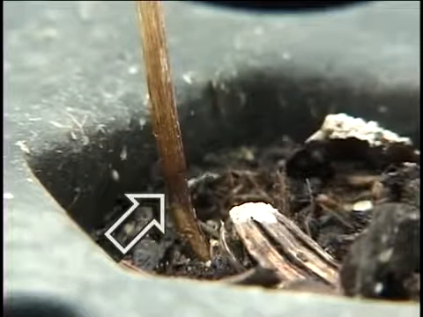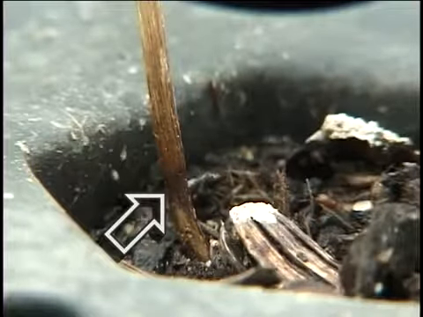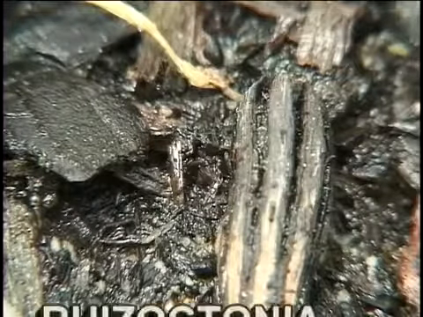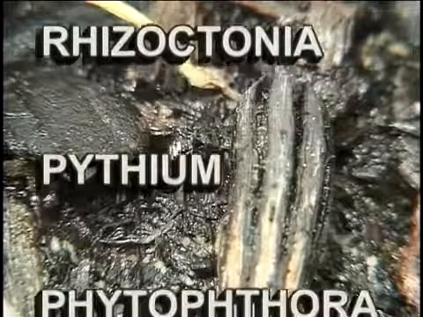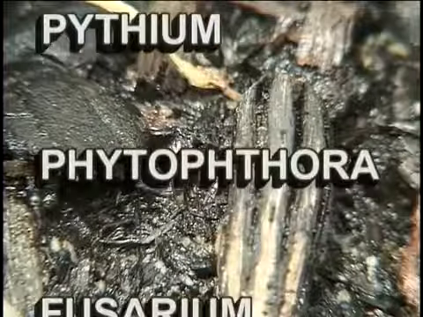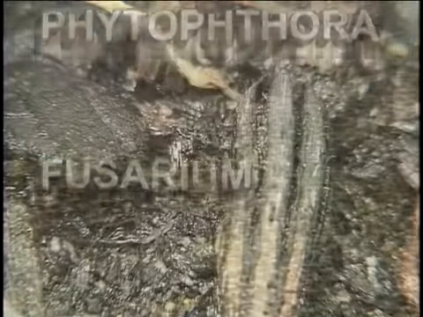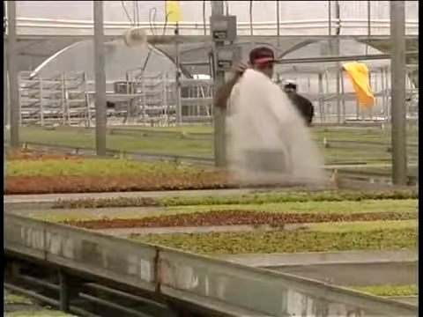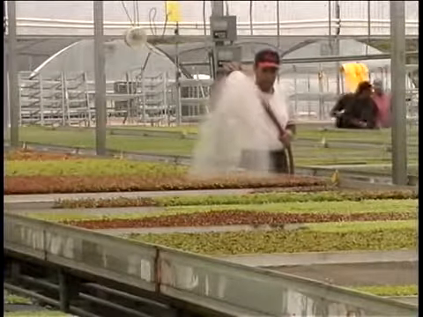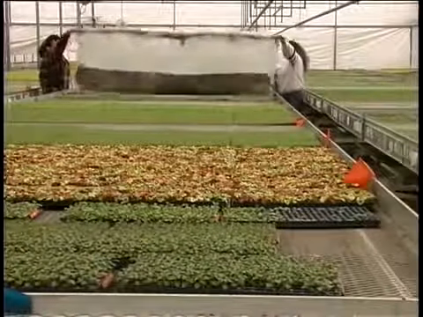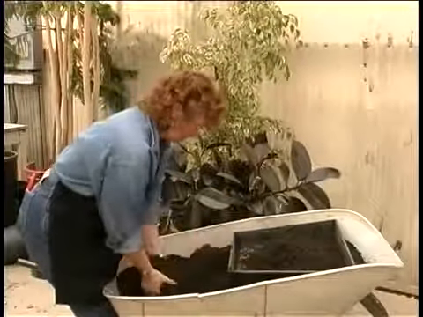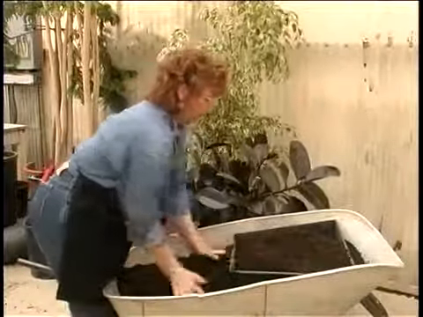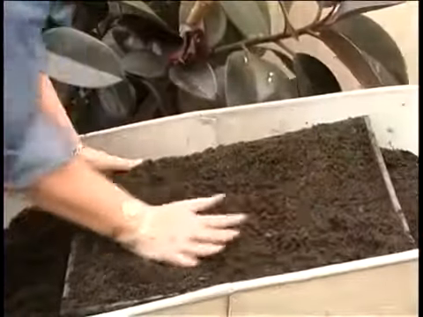There are many soil-borne fungi which can cause damping off. Some of the more common types include Rhizoctonia, Pythium, Phytophthora, and Fusarium. These fungi can be controlled by fungicides, but good horticultural practices can also prevent the conditions which encourage damping off. As we mentioned, starting out with a sterile medium will prevent many disease problems.